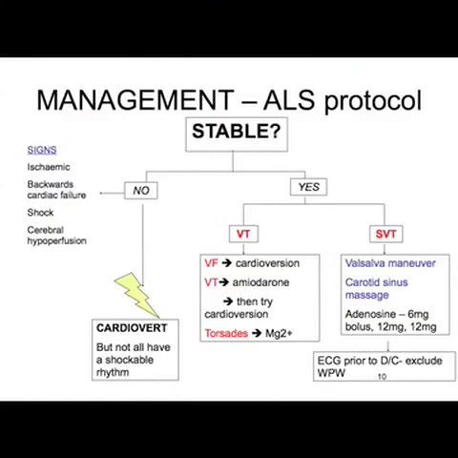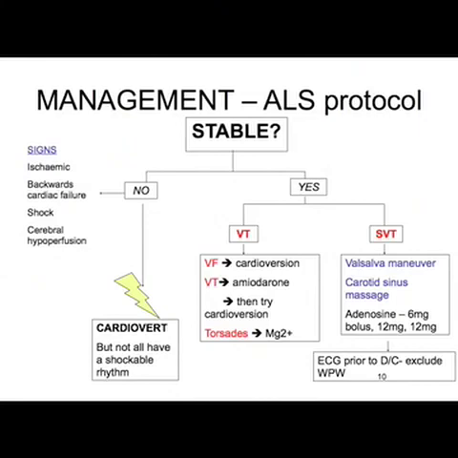So, let's now move on to management. This is quite complex and is based around the ALS tachycardia algorithm, a copy of which can be found on the website. As with the bradycardias, however, the first question you ask is whether the patient is stable. Signs of instability include ischemic symptoms such as chest pain, backwards cardiac failure with associated congestion, shock with a systolic blood pressure less than 90, or signs of cerebral hypoperfusion.